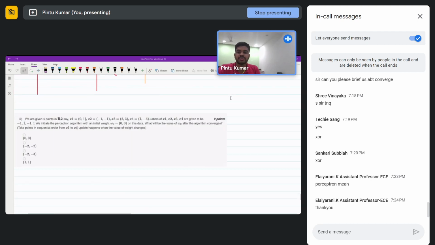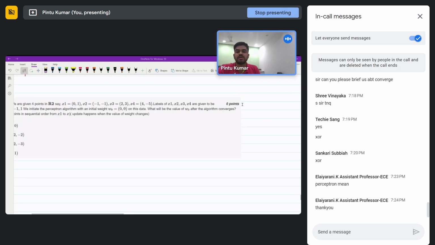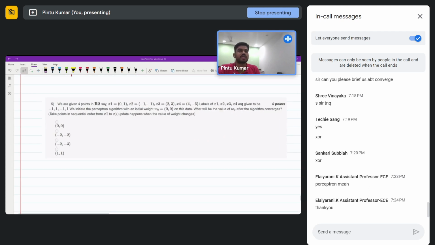This is the last question, but a very interesting one that would give you a lot of insight into how perceptron learning works. You can just read this question. We are given 4 points in R2, so your perceptron has two inputs now, that is X1, X2.